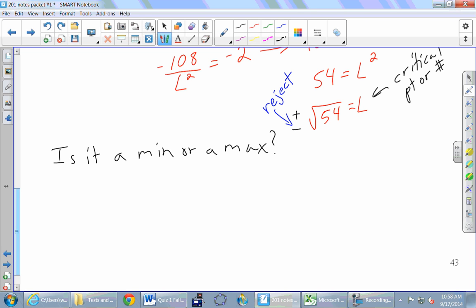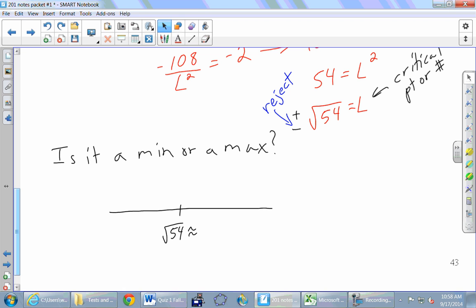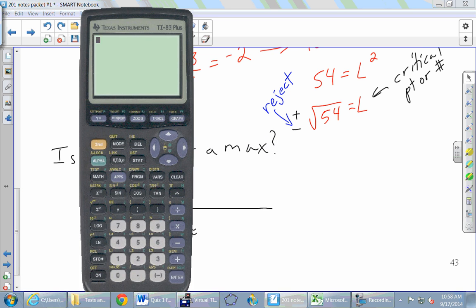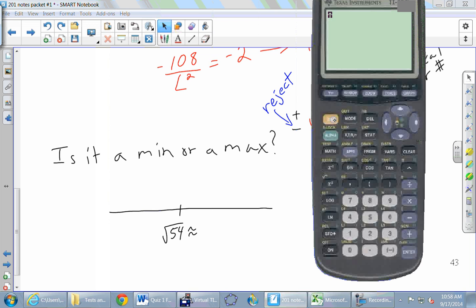So for the first time, we're going to use something called the sign test in this class. You might have seen them in other contexts in other classes. That's what we're going to do. We're going to put root 54 on a number line. And just so that we're, what, 7 point, so about 7.3.